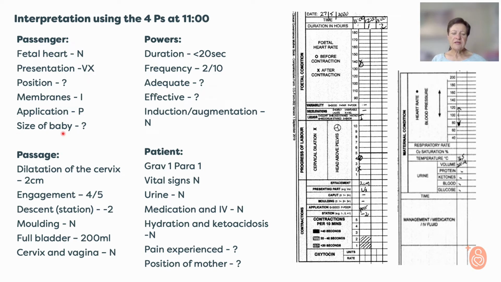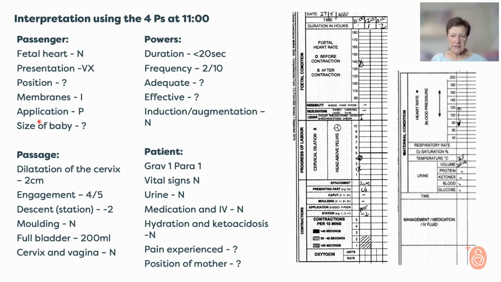Now, we also need to determine the size of the baby. We don't know what the size of the baby is. When we palpate the patient, does it look like a normal size baby, or does it look like a very big baby? So we need to determine that. But when we look at these aspects of the passenger, it looks to us as if the passenger is normal, in inverted commas. The only problem here is that the application is poor.